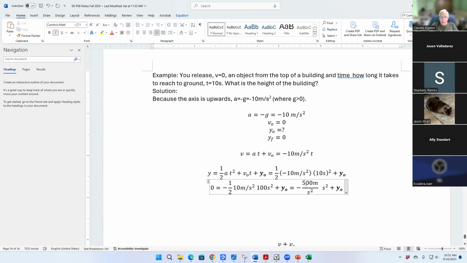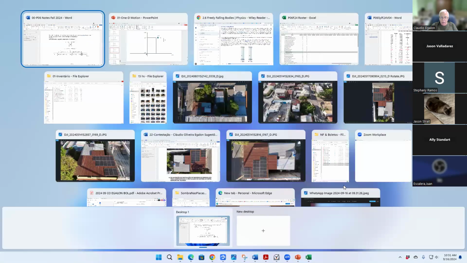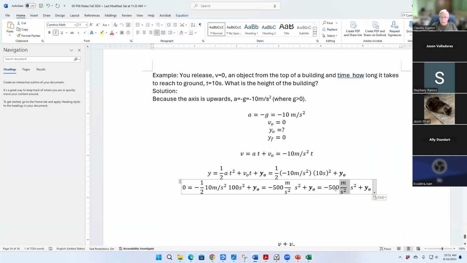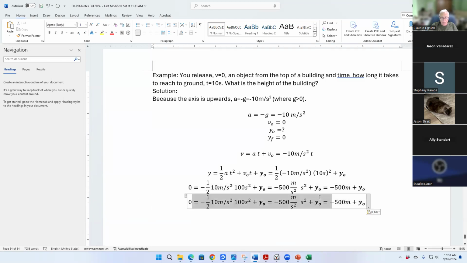Here you go, I'm just writing my numbers here. Meters per second square times second square. I can go to the next step, that's canceling the second square. We get just the meter. And now we can finally solve this equation.